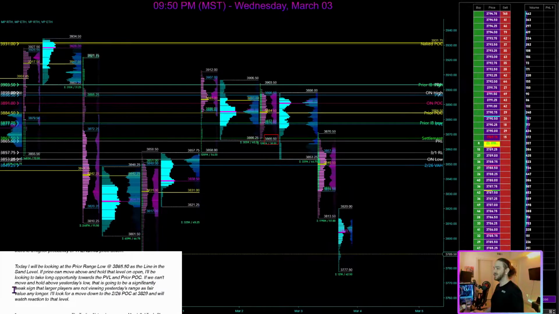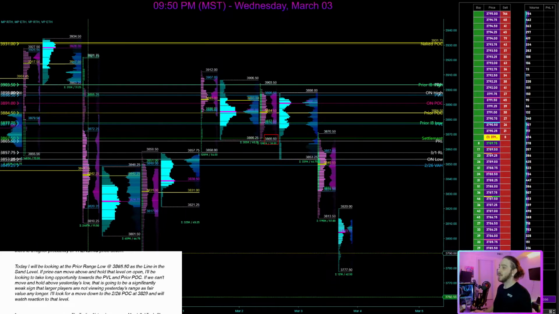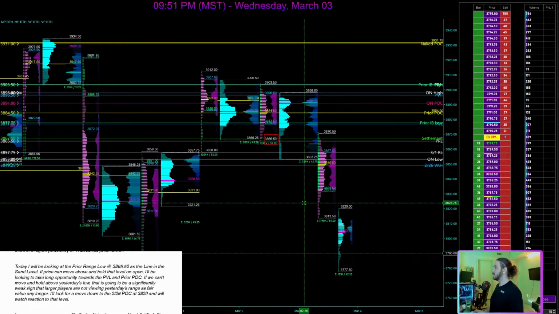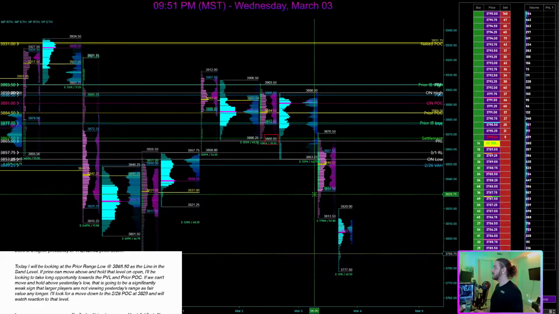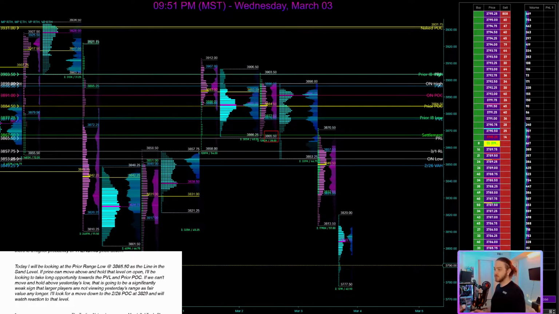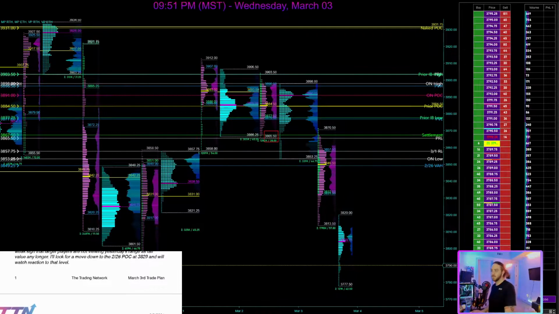Now, if we could not move and hold above yesterday's low, which is what happened, that is going to be a significantly weak sign that larger players are not viewing yesterday's range as fair value any longer. Very important. I was going to look for a move down to the February 26 point of control at 38.29, and we'll watch reaction to that level. So that 38.29 level was a major area of interest for me, and we got very close to it even in the first opening hour of the session, which we will talk about in just a few minutes here.